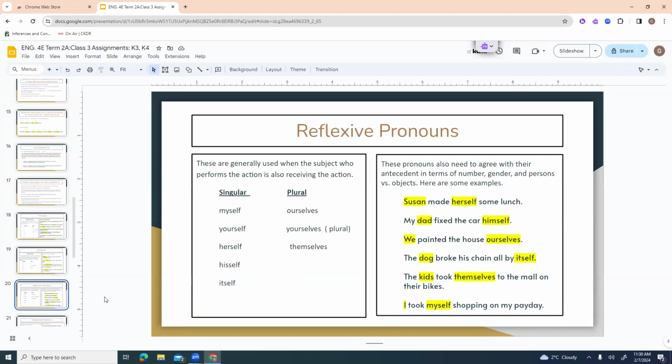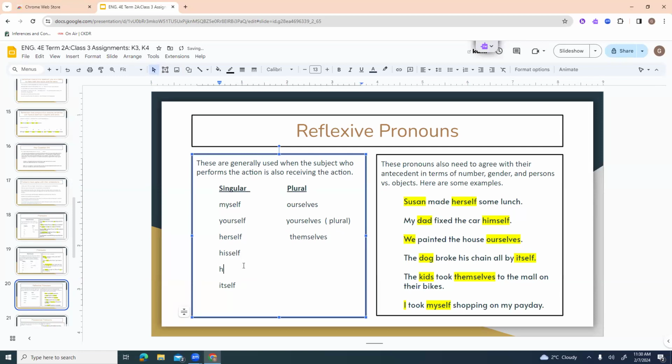Reflexive pronouns. These aren't used as often, but they do come up. Usually these are used when the person who is doing the action also receives the action, which sounds a bit weird. I'm just going to talk about the forms, then we'll show you what I mean. Singular is myself, yourself, herself. Now, depending on where you are, I've seen his self or himself. I think himself is more correct, but I have seen his self used as well. Itself, and then plural, ourselves, yourselves.